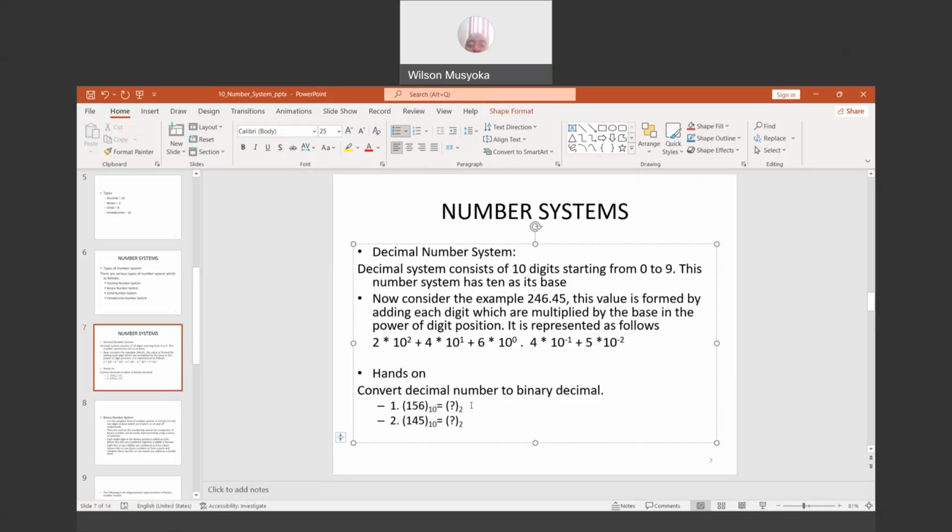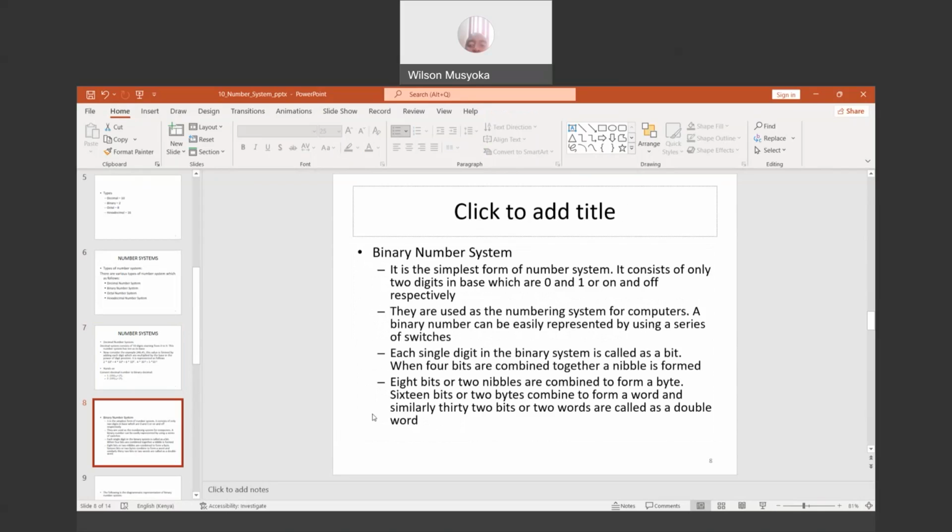What we normally do when we are converting from decimal to binary, we normally divide this decimal number by the base of the number we are going to. So we are going to be dividing by base 2, and we continue like that until we get the least divisible number in that number system. We shall get to that. So let us go to the binary number system.